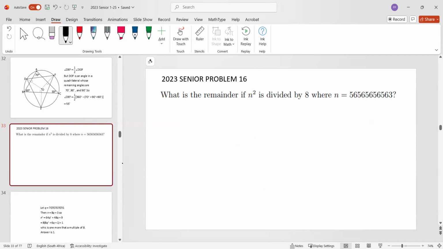What is the remainder if n squared is divided by 8, where n is equal to some monstrosity of a number? It's got 5, 6, 5, 6, 5, 6, 4, 5, 6s, 5 of them, I think, and a 3. All right.